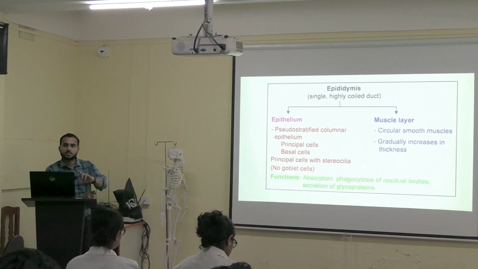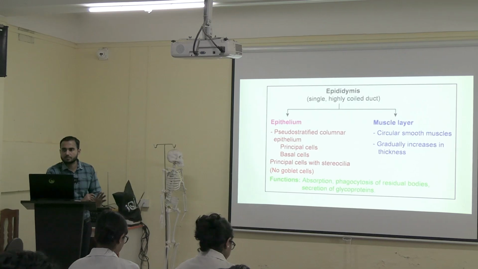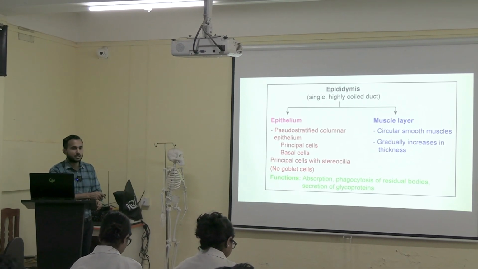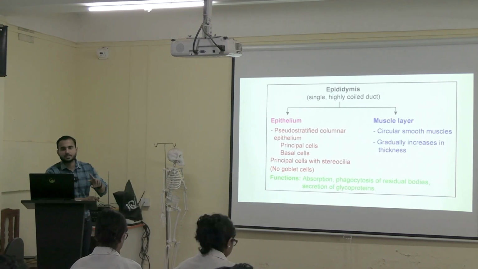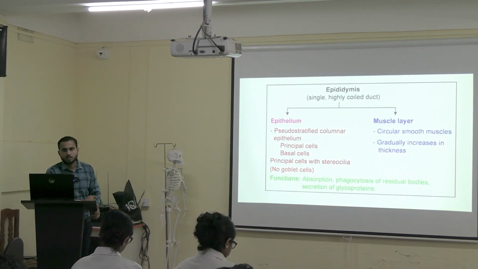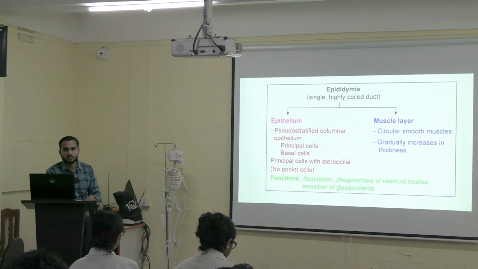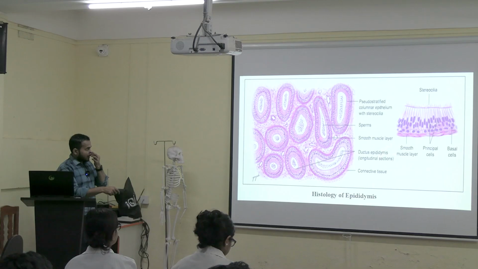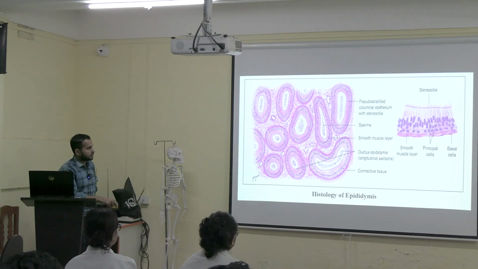And in case of testis, we have seen no lining epithelium is there. But here we get the lining epithelium, that is pseudostratified columnar epithelium. Two types of cells are there, principal cells and basal cells, and in principal cells we get stereocilia. So this is the schematic diagram for the histology of epididymis.